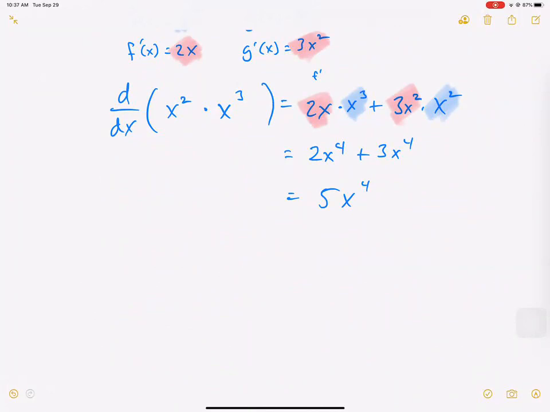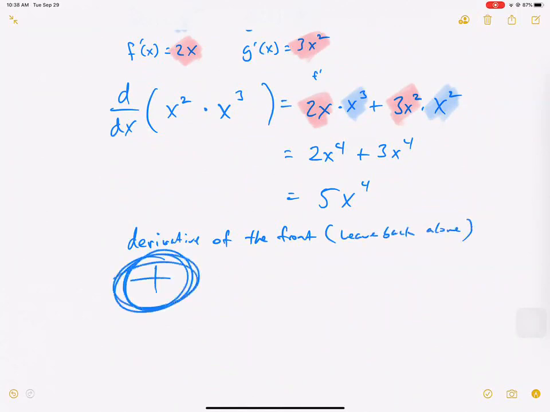The problem goes derivative of the front, leave the back alone, then derivative of the back, leave the front alone. Remember that: derivative of the front first, and then we're going to leave the back alone. Plus, derivative of the back, leave the front alone.